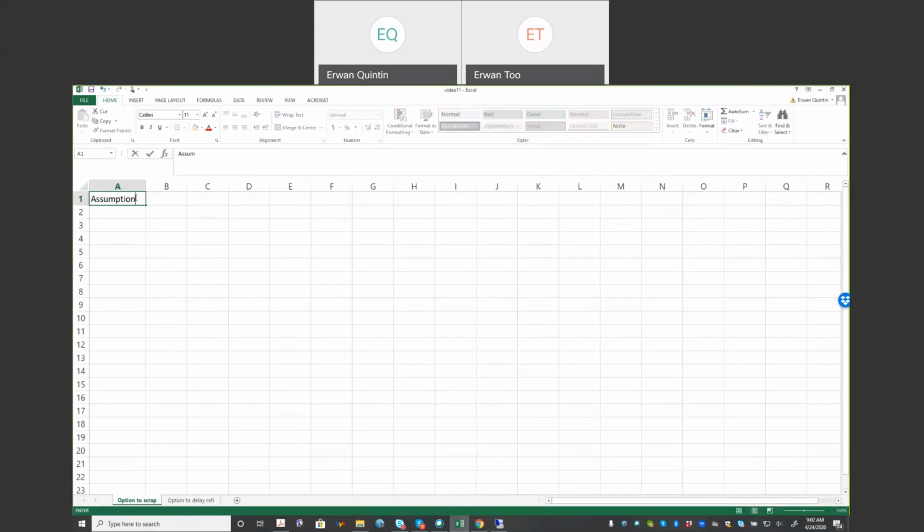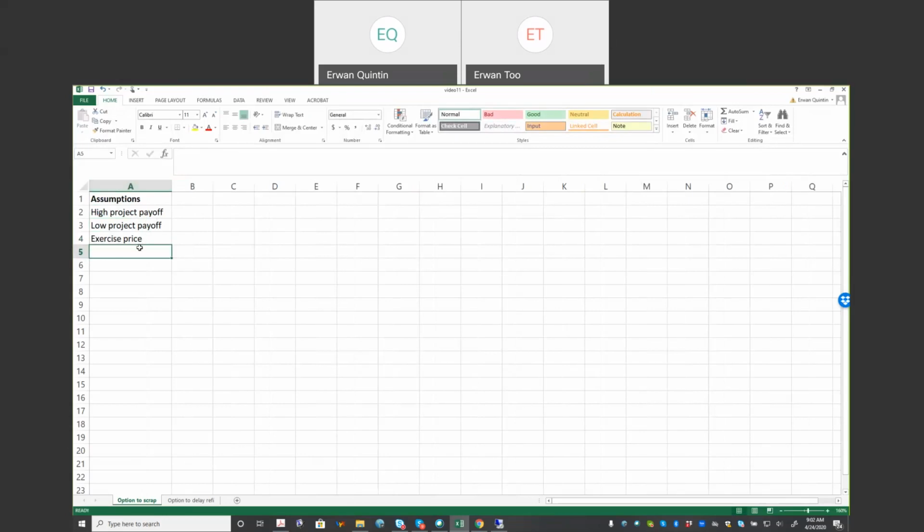So let us first write all our assumptions. So there's the high project payoff. There is the low project payoff. There is the exercise price of the scrapping option. So this is how much I'm going to get if I use my scrapping option. There is the risk-free rate. So this is this guy that we denote RF. And there is the location 1 value.